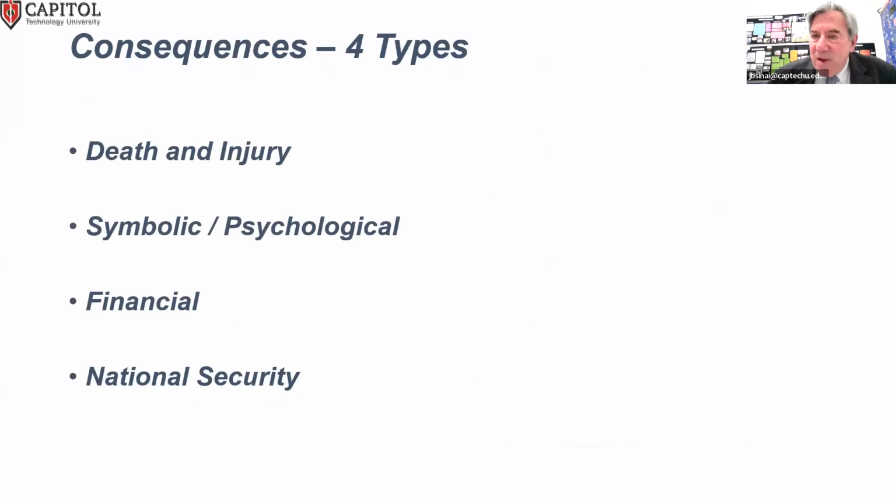In terms of consequences of being attacked, there are at least 4 types: death and injury, symbolic impacts or psychological impacts of being attacked, financial impacts, and in global security, national security impacts. For example, weakening a country's national security posture when a major attack takes place, such as 9/11, and making the country look defenseless, and so on. So you can break these down into their component units.